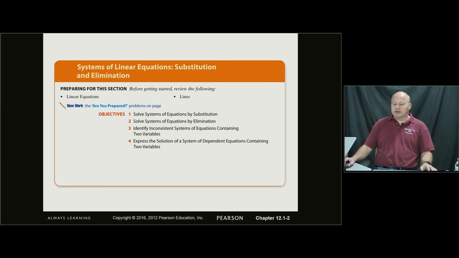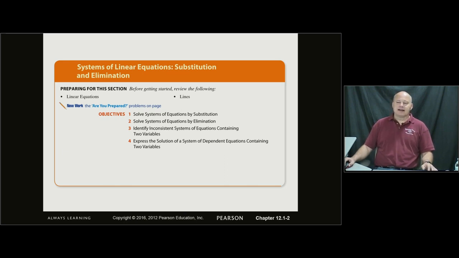So the first objective, we're going to solve systems of equations by substitution. Then we're going to do it by the elimination method. And then we're going to identify inconsistent systems of equations. And then we are going to express the solution of a dependent system of equations containing 2 variables.